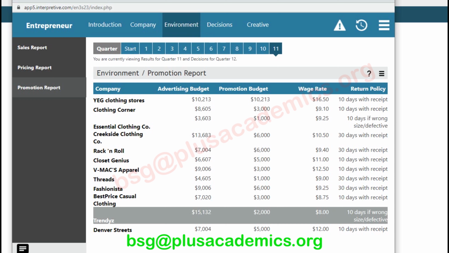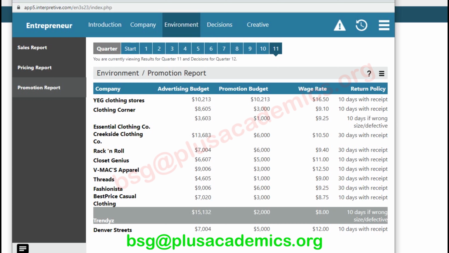Let's see Best Price Casual. You can see their advertising budget as well as promo budget is not that bad, but their return policy is 10 days. Maybe return policy can be the reason, but let's continue comparing.